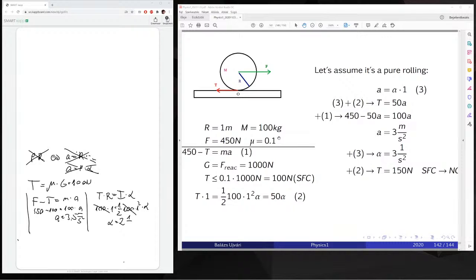So in this case, when I ask you where is the body at t equal 10 seconds, you should use this A. X at t equal 10 seconds is 3.5 divided by 2 times 100, 175. Do you remember what was the x at t equal 10 seconds in the pure rolling condition? That was 150 meter, and now this is 175.